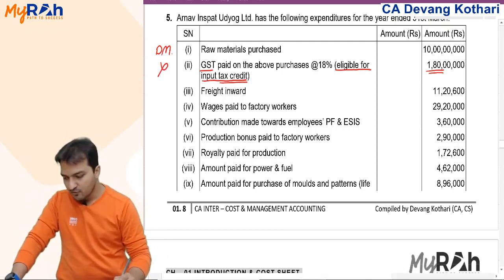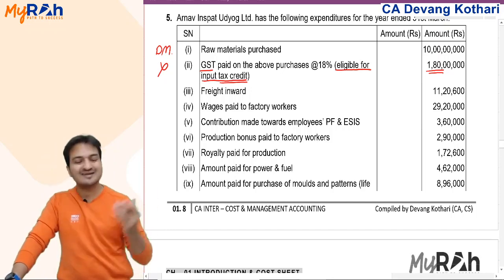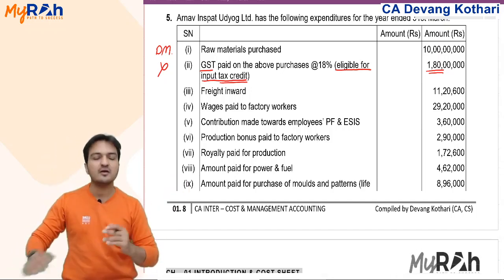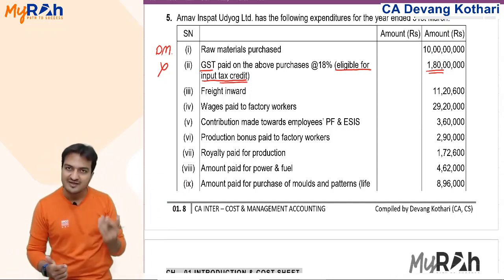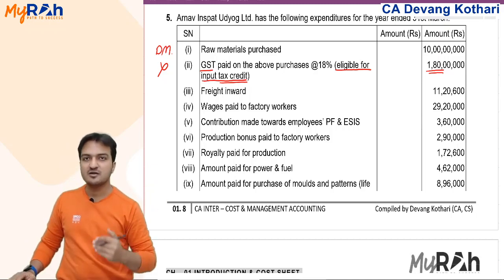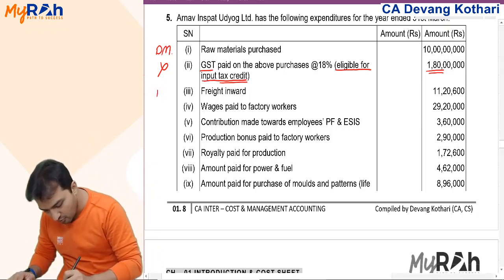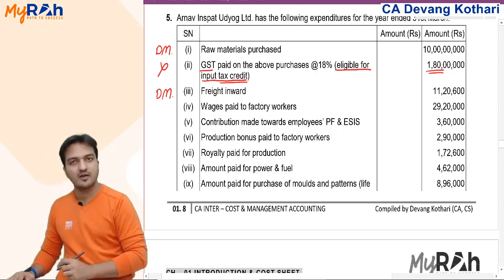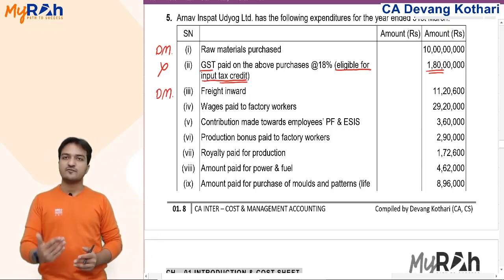Ignore. Freight inwards. Where will you show? Freight inwards. Inwards meaning it is incurred for bringing the material. So freight inwards is incurred for bringing the material. It will go under direct material cost. What if it was freight outwards?